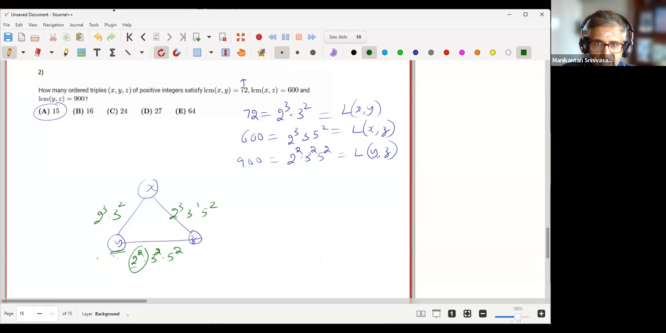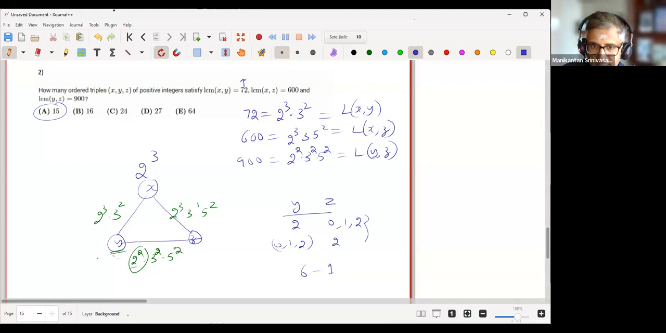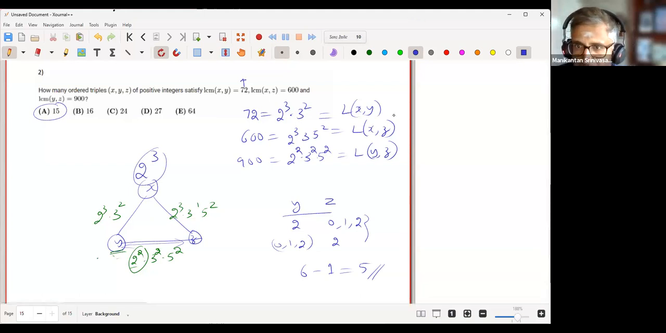So clearly, first let's deal with the power of 2. The power of 2 in X must be 3. And then the power of 2 between Y and Z: I need at least one of them to be 2, but the other can be anything. So it can be 2 with 0, 1, and 2, or it can be 2 here and 0, 1, and 2. So there are 6 cases, but 2, 2 is a repeat. So there are 5 cases where it will satisfy Y and Z with a max of 2, and X is frozen at 3. The power of 2 is 3.